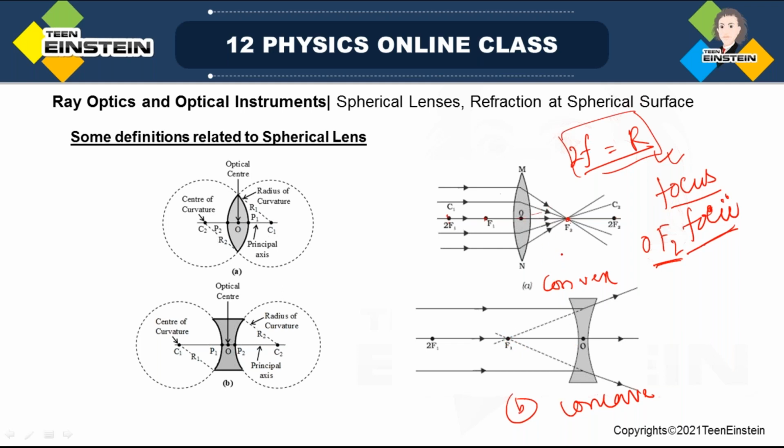In the case of a convex lens, since the rays converge at a point on the principal axis, the convex lens is called a converging lens.